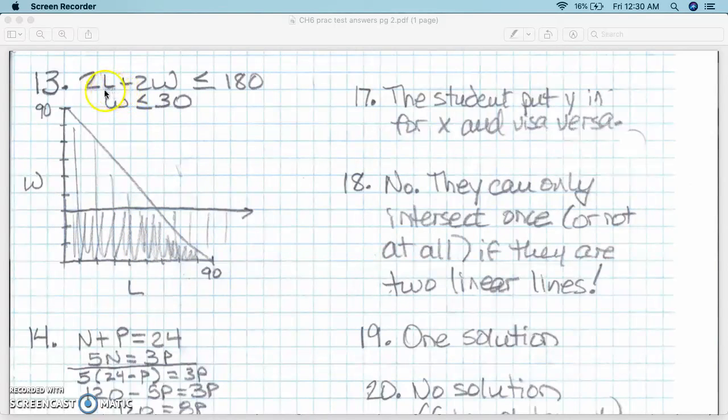Then the other one, again, when it's in standard form for an inequality, be sure that you graph it using the intercepts, which means I make L equal to 0, and I solve for W, I get 90. Then I make W equal to 0, and I solve for L, I get 90 again. So I join those two intercepts and shade below it, and my solution is this double shaded area right here where they both overlap.